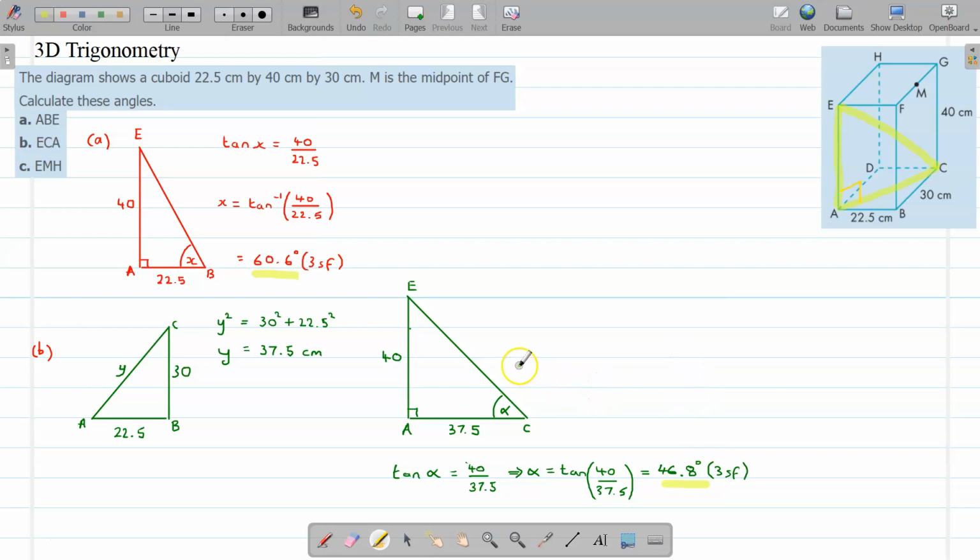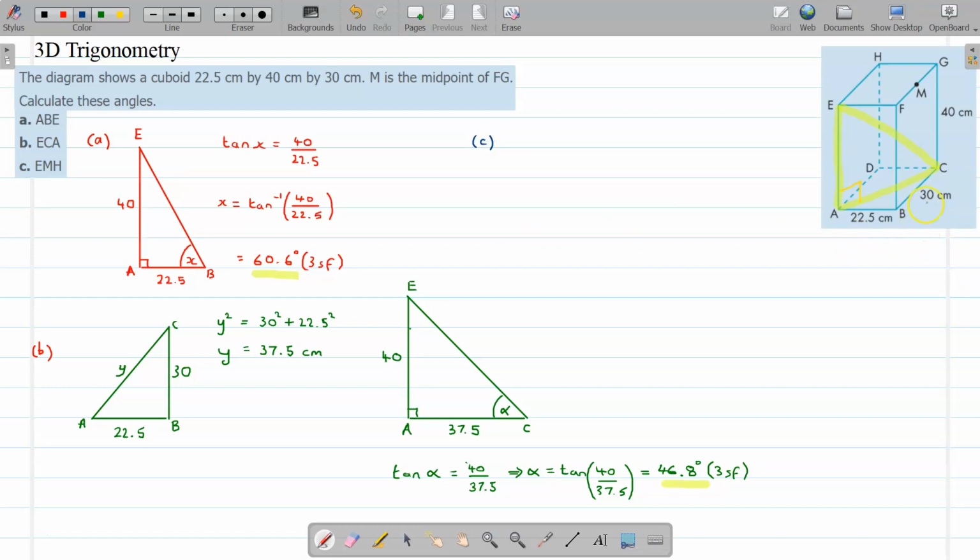It's really important on a question like this that you show the working out, and that you do these two-dimensional diagrams which you extract from the three-dimensional cuboid. Okay, we go on to part C now, where we've got to calculate the angle EMH. So let's go up here with that one. I'll do that in blue, so we've got each part in a different colour. So part C.